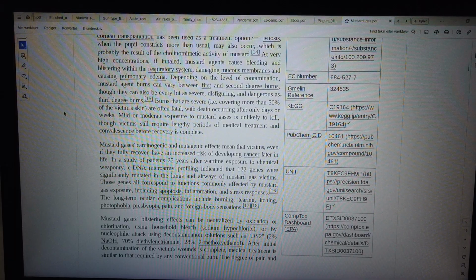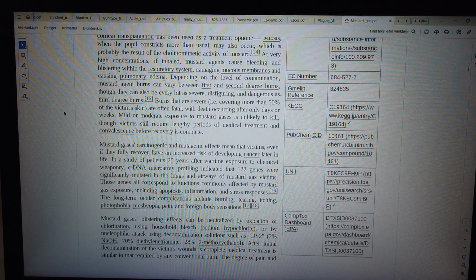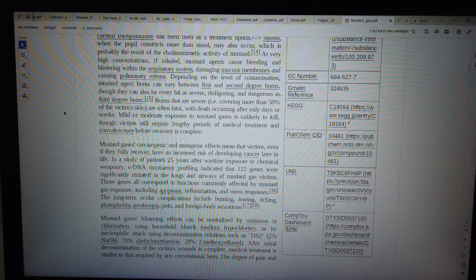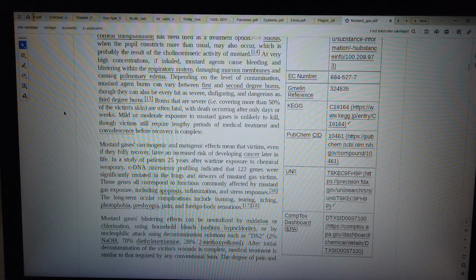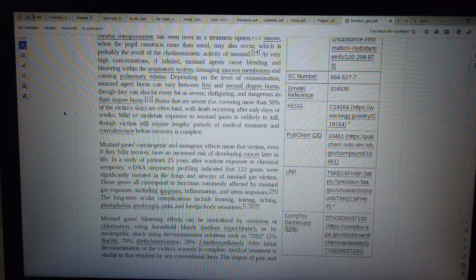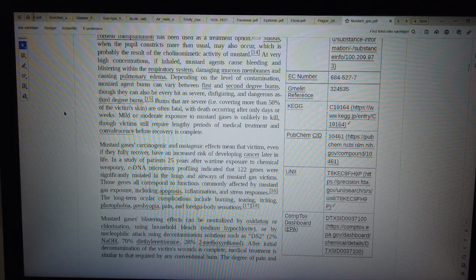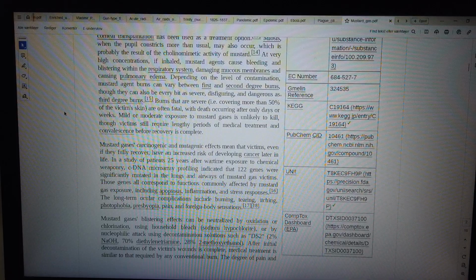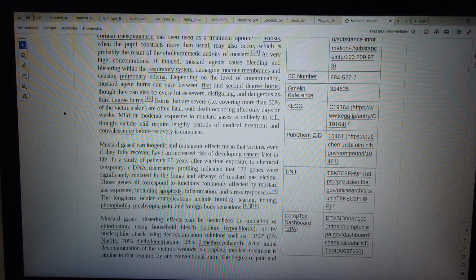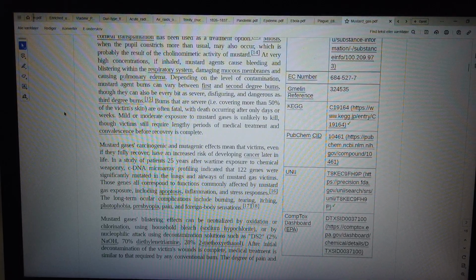Mustard gases' carcinogenic and mutagenic effects mean that victims, even if they fully recover, have an increased risk of developing cancer later in life. In a study of patients 25 years after wartime exposure to chemical weaponry, cDNA microarray profiling indicated that 122 genes were significantly mutated in the lungs and airways of mustard gas victims. Those genes all correspond to functions commonly affected by mustard gas exposure, including apoptosis, inflammation, and stress responses.